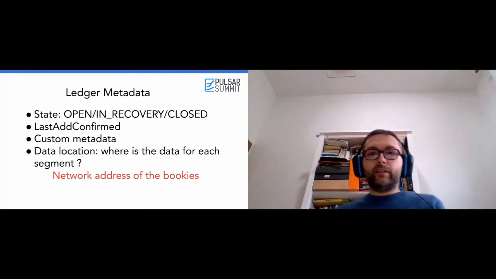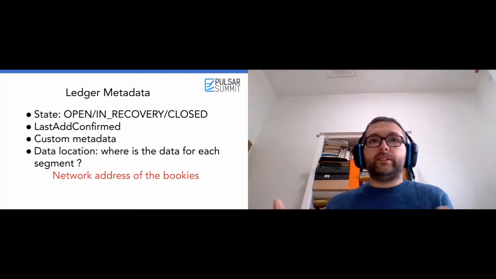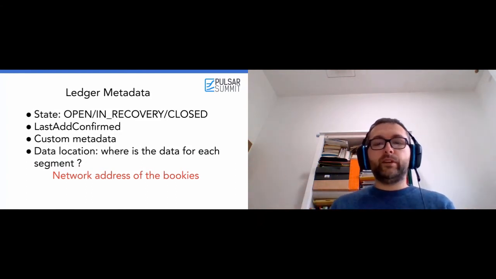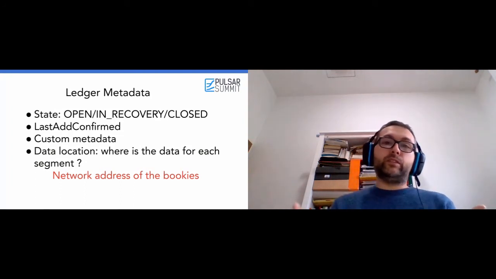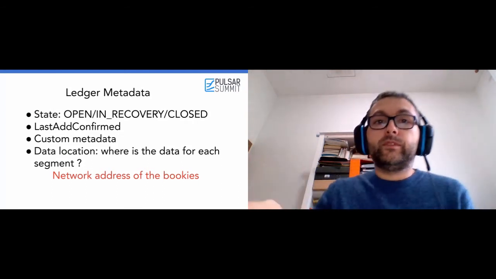And the data location. Where is the data for each segment? Because when the reader wants to read the data, it has to find the data. So it looks up the metadata on BookKeeper, and it reads the position, the network location of the data. Now we are storing the network addresses of the bookies. That's the Bookie ID.